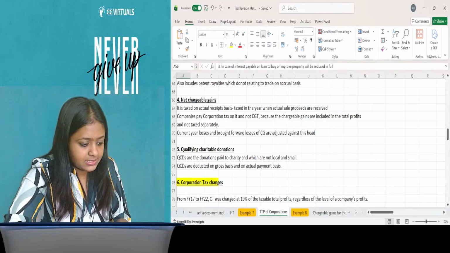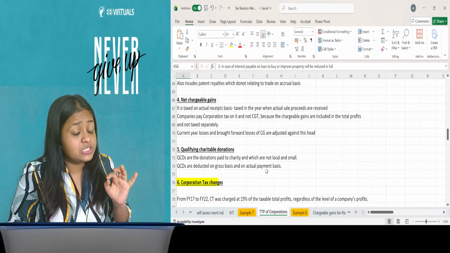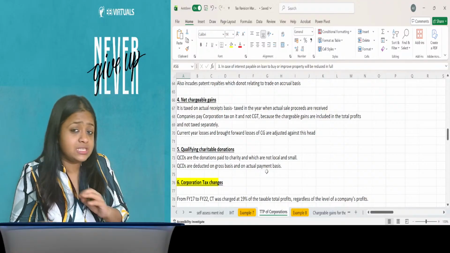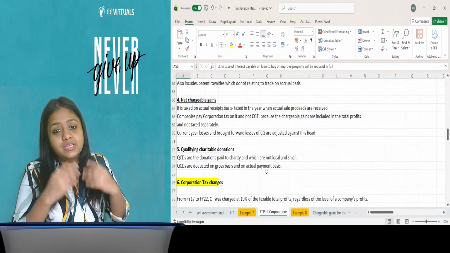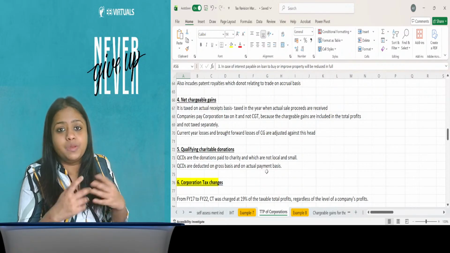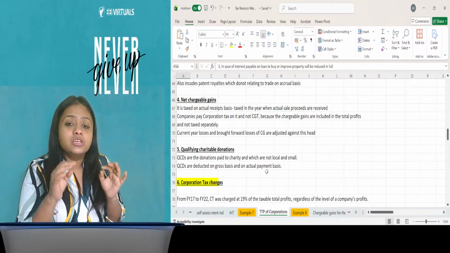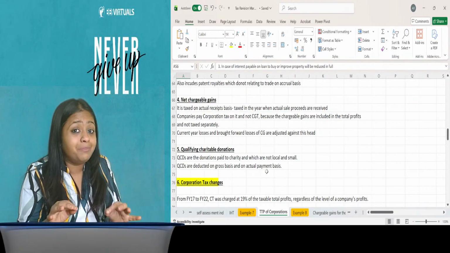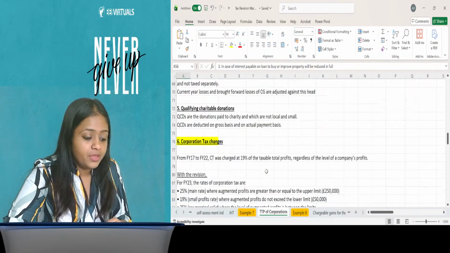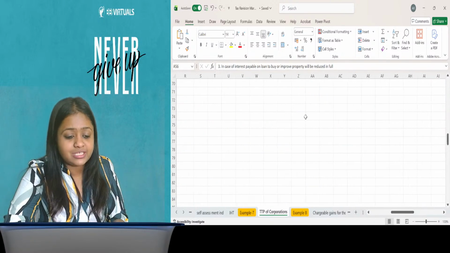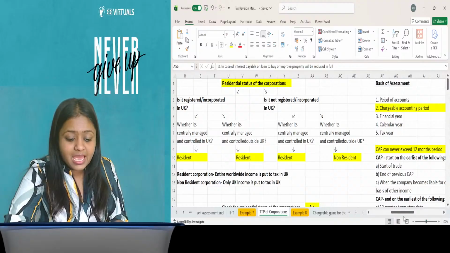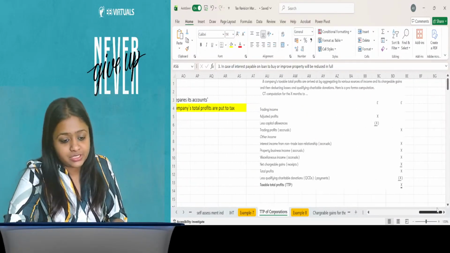Yeah, now let's see this. So we are done with the net chargeable gains. Qualified charitable donations, I've already explained to you. The donations which are not small and local, because they would be allowed as an adjustment when we calculate trading profits, correct? So all the other donations are allowed on a payment basis strictly here. Now, when you notice, the TTP structure looks clearer. Let's go back to the format again once, and then I will tell you about the corporation taxes.